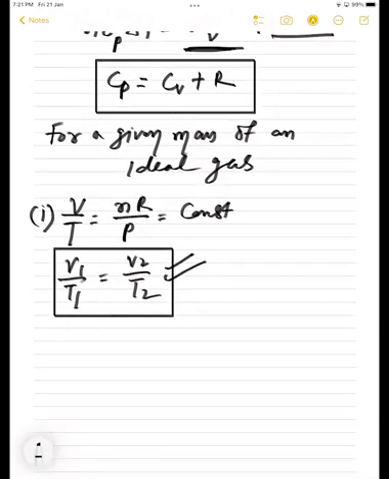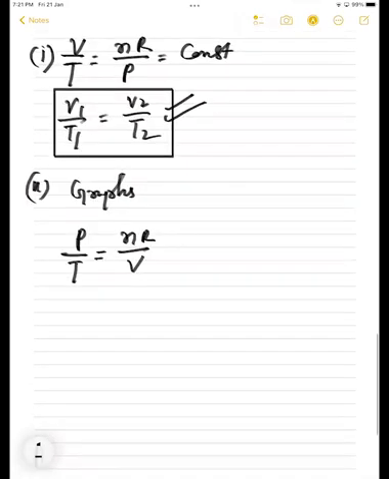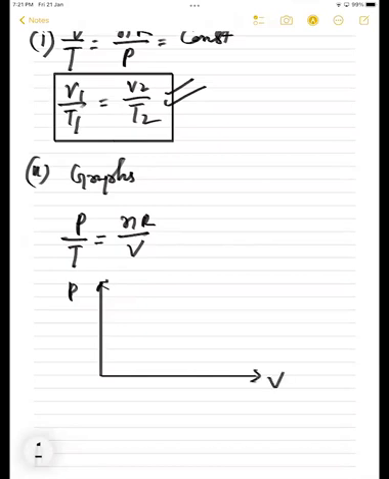Correct? And if we go for graphs, because questions will give graphs, at that time this concept will be utilized. If I take the graphs, then P by T will be how much? nR by V. Correct. So let's see the two graphs. Let's take one graph. This is pressure, and let's take this one volume. So pressure constant means the graph will be like this, correct? Let this point be 1, this point be 2, and the volume at this point is V1, volume at this point is V2.